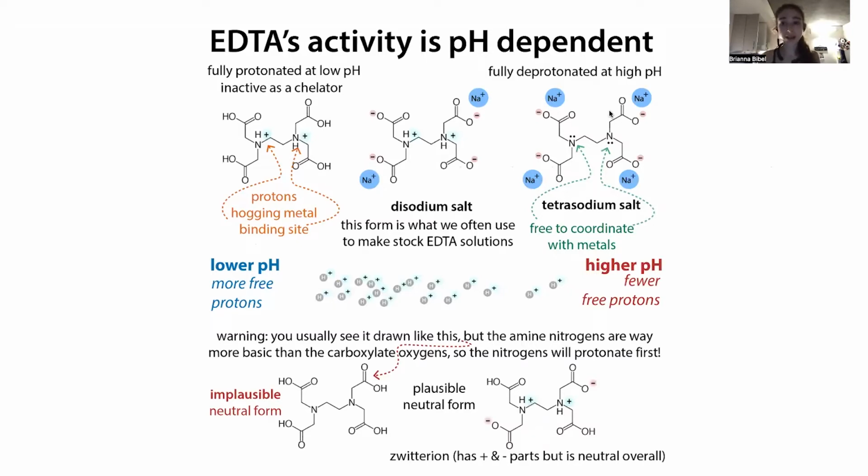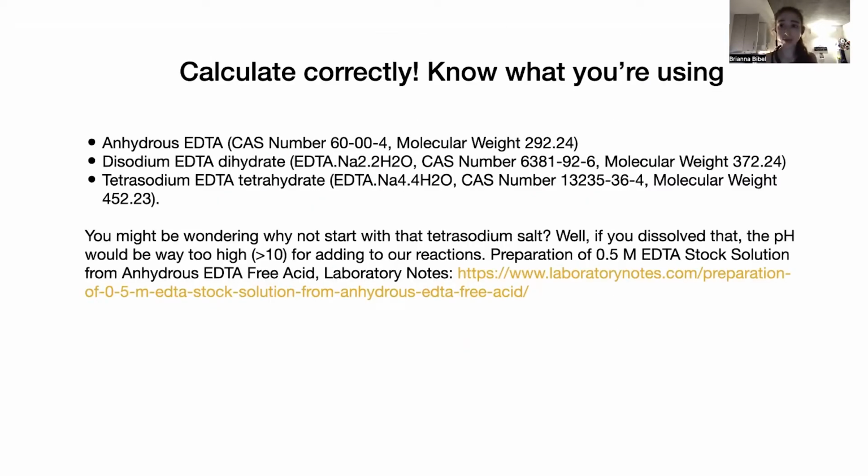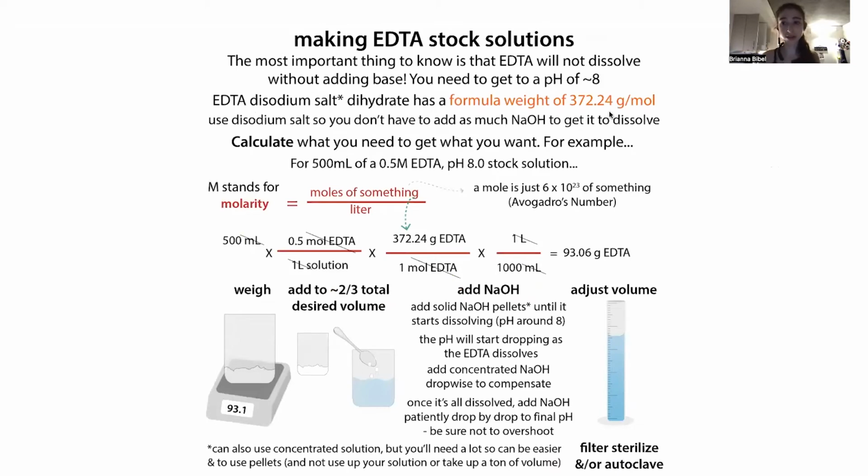The problem is, if you were to dissolve this in water, it would dissolve, but it's going to give you a pH of 10-ish. And if you add that to your reaction, it's going to kill your proteins and stuff. So you don't want to do that. We want to only take things part way, basically. So we start with that disodium salt, and then we deprotonate it a little further, but not all the way, or at least not all the copies all the way. And how we're going to do this is by adding NaOH.